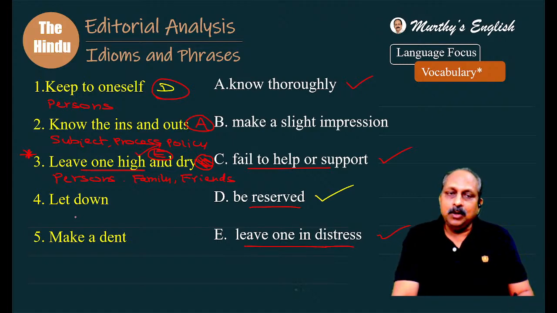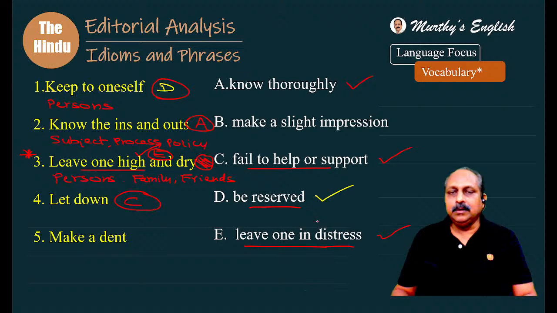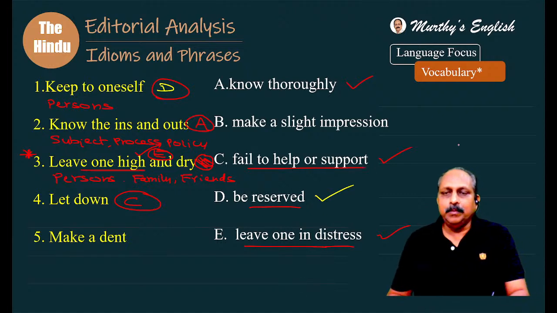And what is the next one? Let down. Let down means disappoint someone, fail to help or support. Here we have to use C. It was a let down. Let down means what? Fail to help or support. Don't let down your parents. Don't let down your teachers. And help or support, I think this is also a better word would have been. Please write. Let down means what?